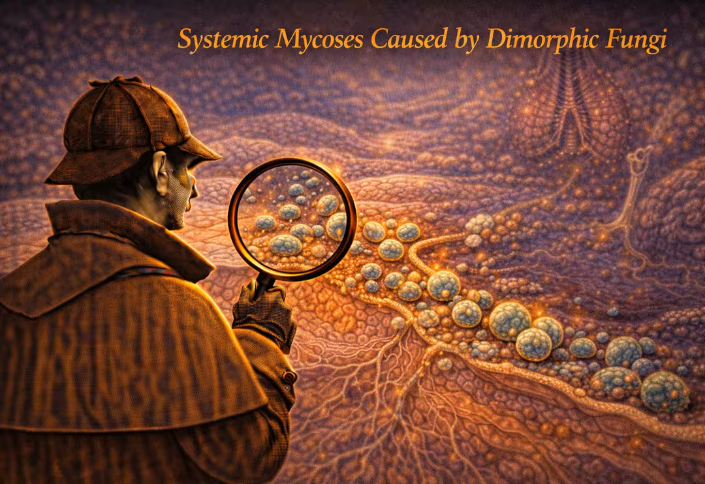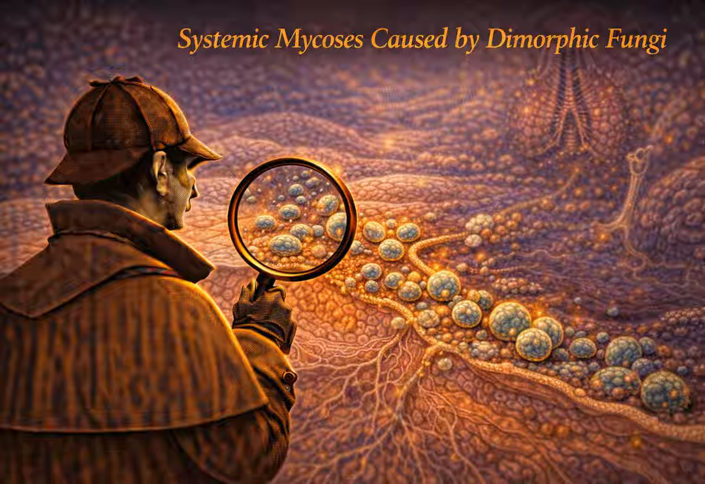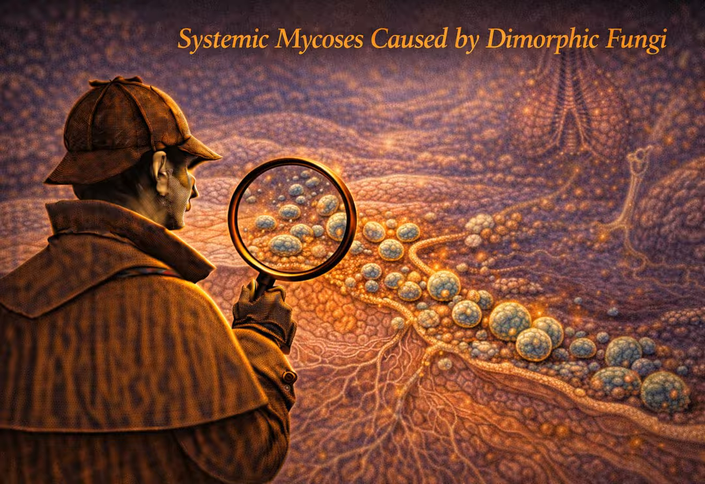And since macrophages are mobile, they are the beat cops of the immune system, they travel. Right, they circulate. They go to the lymph nodes, the liver, the spleen, the bone marrow. And they take the fungus right along with them. That is exactly how it disseminates. It targets the reticuloendothelial system, the RES. So when we look at pathology, that completely explains the symptoms.